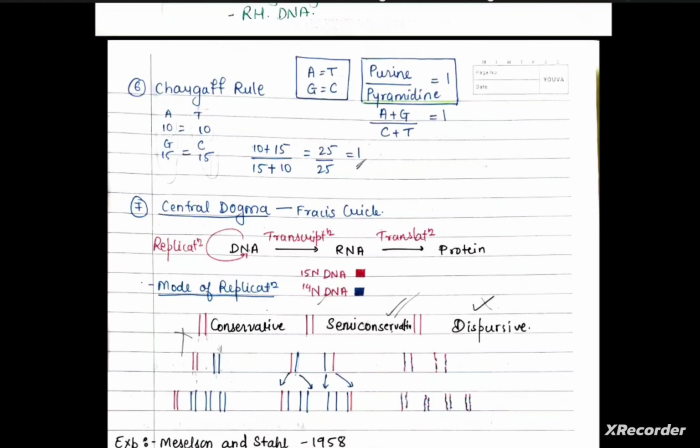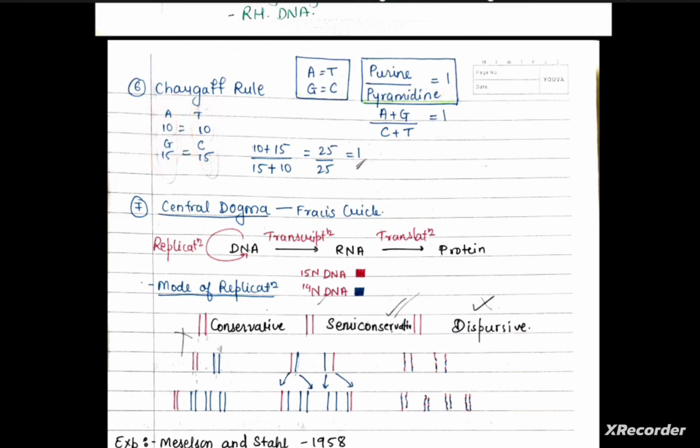Chargaff's rule says that A will pair with T. So the amount of adenine will be equal to thymine, because they can form bonds with each other and nothing else. Similarly, guanine will form a triple bond with C, so its amount will be equal to C, right? Now if I take this particular condition, A is 10 and T is 10, so guanine is 15 and cytosine is 15. If I add the purines and divide by the sum of pyrimidines, I'll get 1.